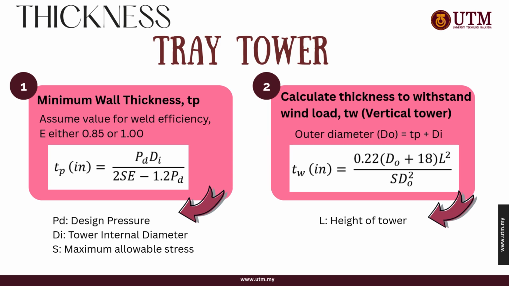To calculate the thickness to withstand wind load, tw, for a vertical tower, firstly we need to find the outer diameter using the equation Do equals tp plus Di. To find tw, we can use the given equation, where L stands for the height of the tower.